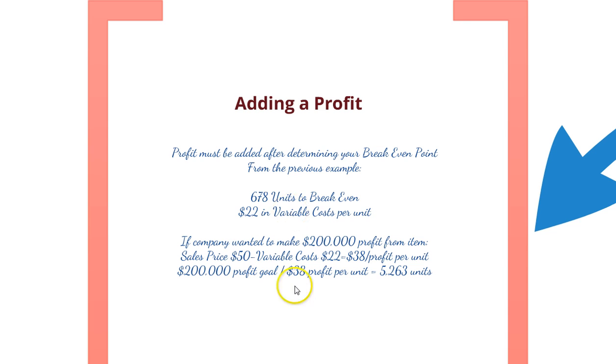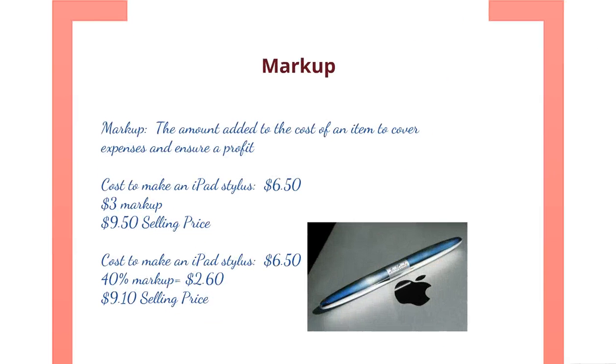So it's a pretty simple formula once you understand the concept of a break-even point. So you have to get that first. Next up, it's a little bit simpler here, a markup. So marking a product up. It's a little bit of a different philosophy here. So the amount added to the cost of an item to cover the expenses and to ensure a profit.